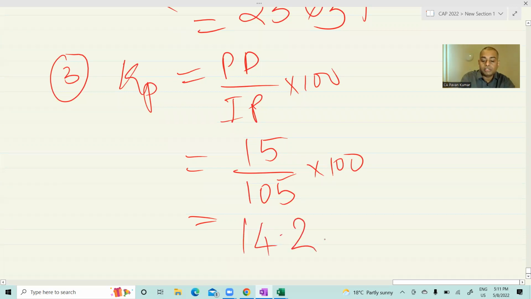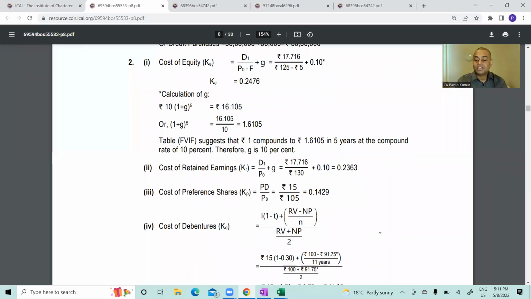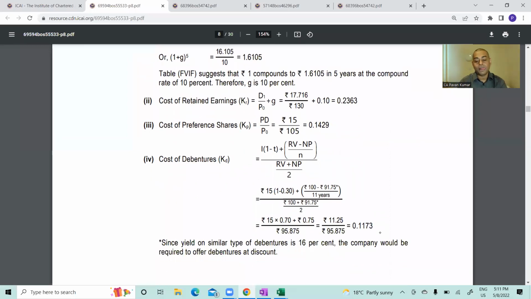So calculate 15 by 105, how much? 14.286. 14.29%. Third one, 14.29%. Correct. Sriraj is saying, sir, I noticed, but thought I missed something in between. Okay, very good.